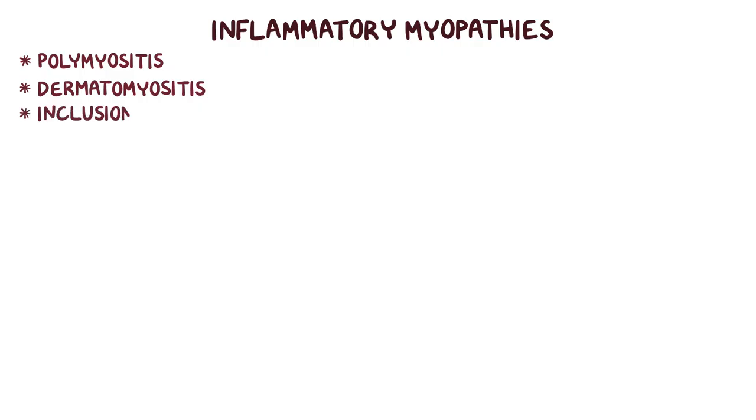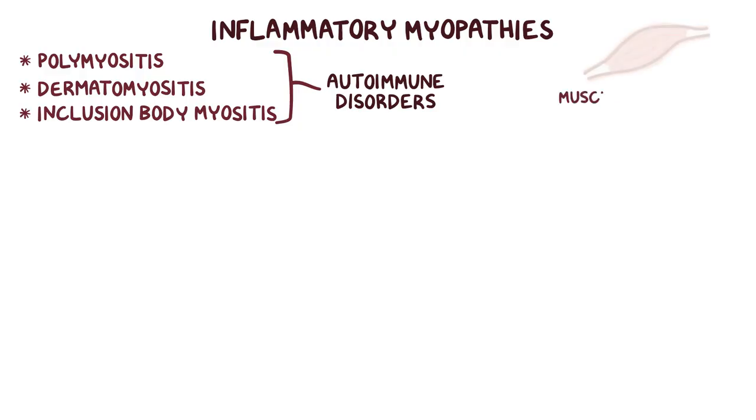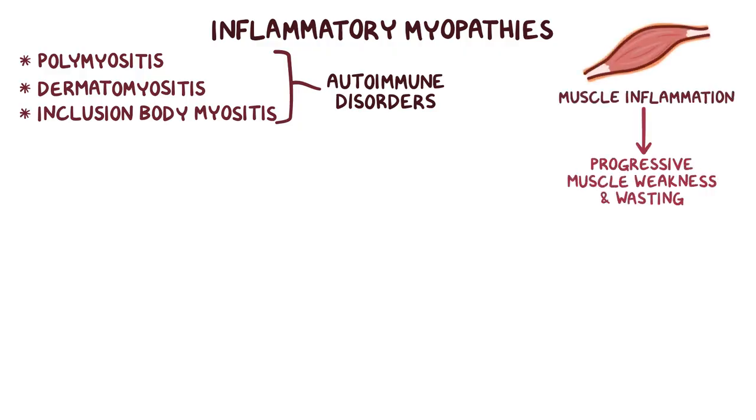Inflammatory myopathies refers to a group of three disorders: polymyositis, dermatomyositis, and inclusion body myositis. They're all autoimmune disorders that cause muscle inflammation, leading to progressive muscle weakness and wasting. Sometimes the muscles can be tender or painful. In severe cases, it can involve the respiratory muscles, which can be life threatening.